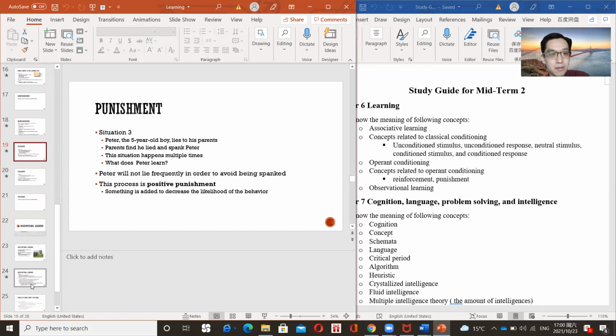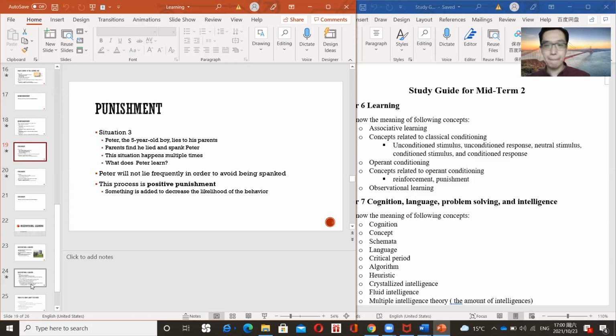For example, Peter, a 5-year-old boy, lies to his parents, and parents spank Peter every time Peter lied to his parents. So spanking is a punishment because it decreases the likelihood of lying for Peter. So punishment also has two kinds. There's positive punishment and there is negative punishment.